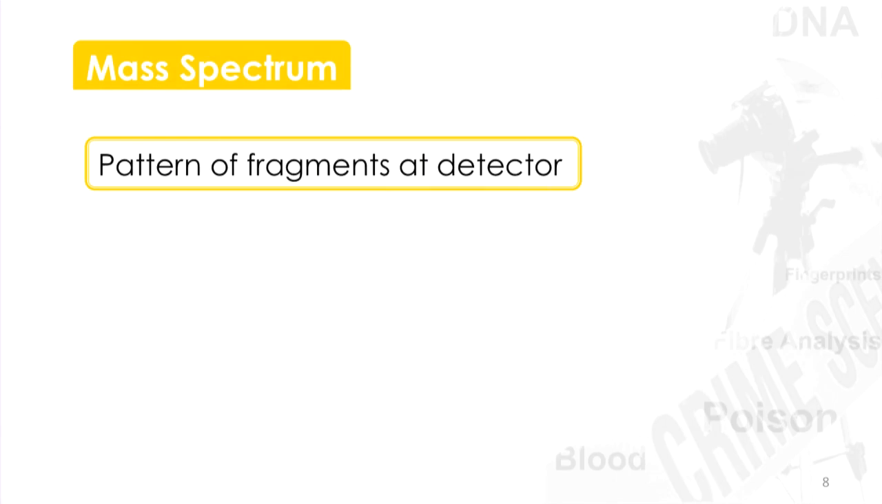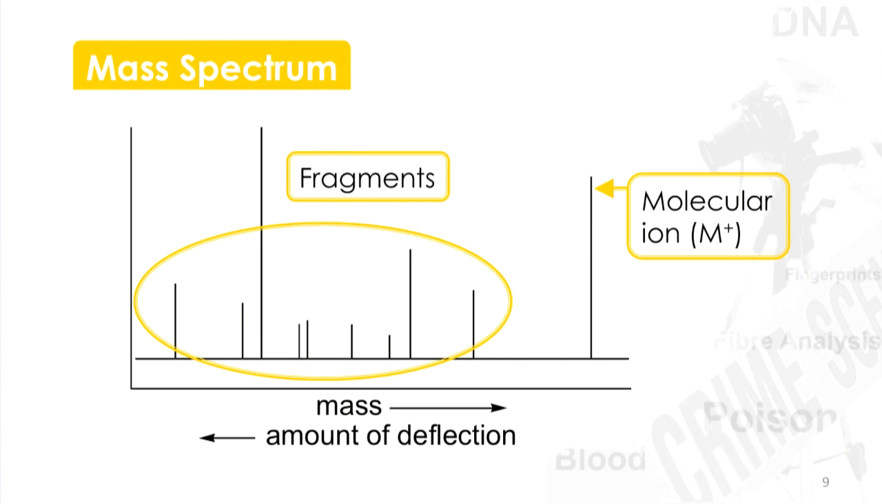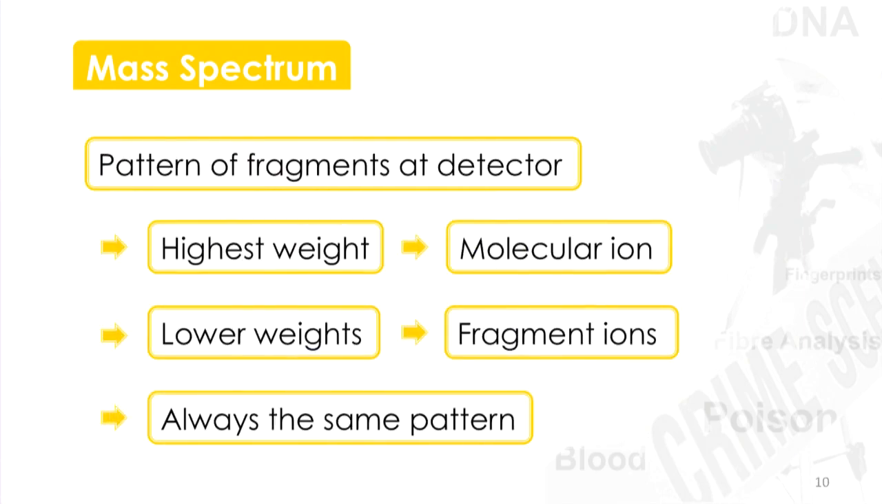So we will get a mass spectrum where the highest weight will be the molecular ion, which we call M+, the molecular ion. And then at lower weights, we'll see a distribution of different fragments. Now, if we take the same compound and we analyze it by mass spectrometry under the same conditions in the same way, then each time we should get the same fragmentation pattern.